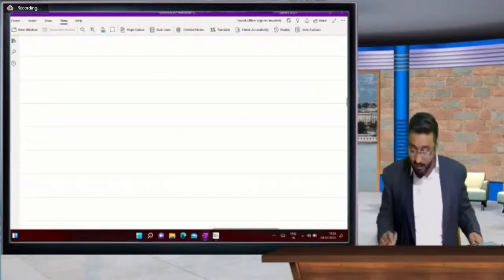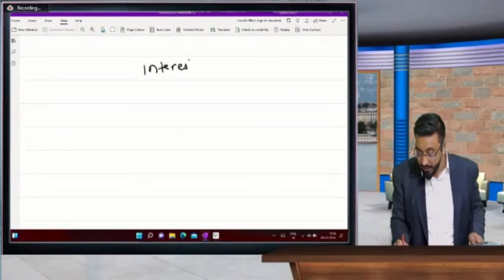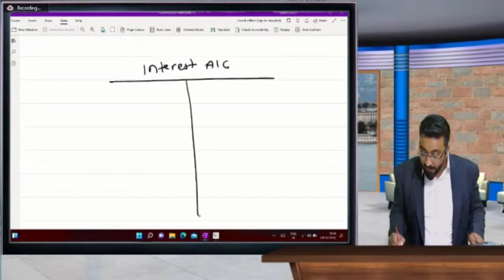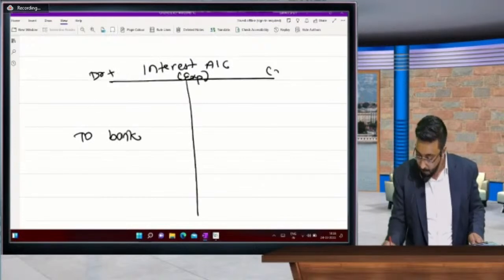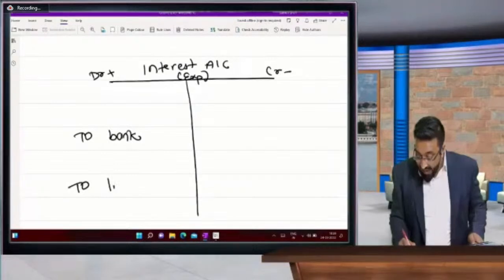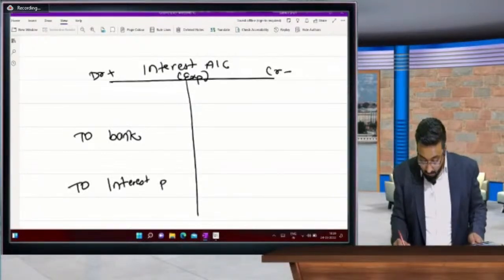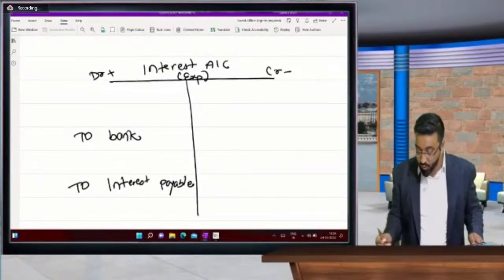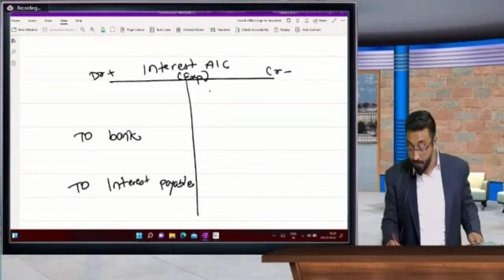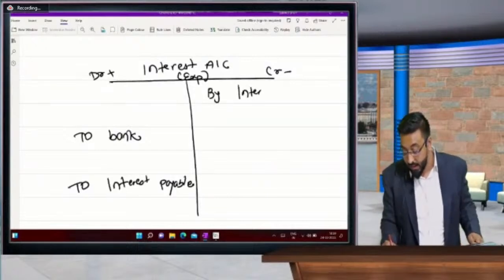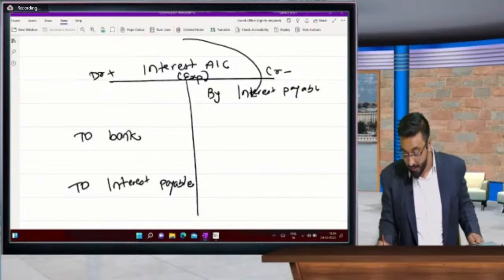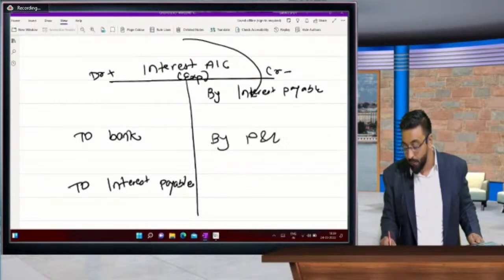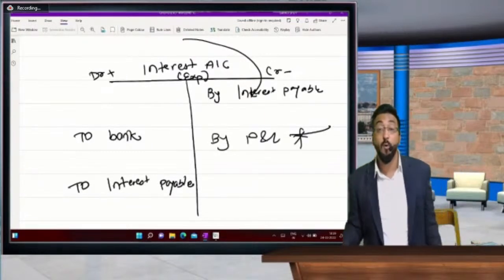So how your interest account will look like? Interest account. Interest is expenditure, correct? So remember, interest is always to bank, debit plus. On last date, it is to interest payable. And see, on the first date, we will reverse this interest in the next year. So similarly, of the last year interest, we are going to reverse it. And remaining figure is by profit and loss account. So this is the pro forma of interest.